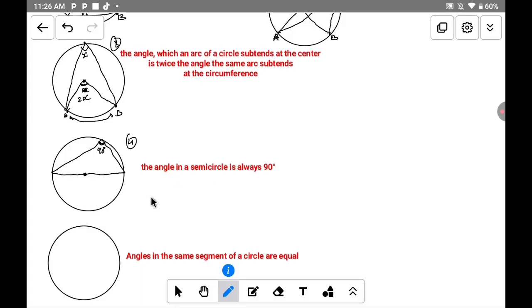Now let's move to the next one. You will understand this one more when we are solving examples on it. So let's move to the next one.